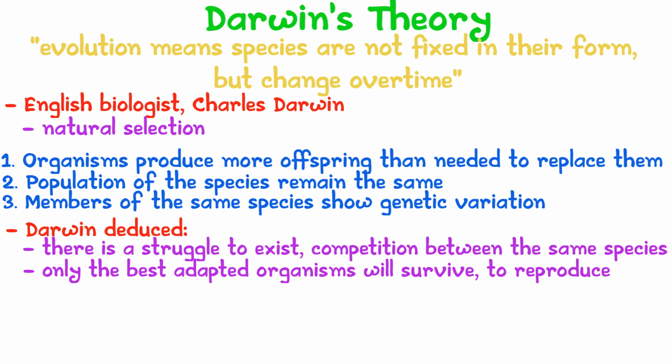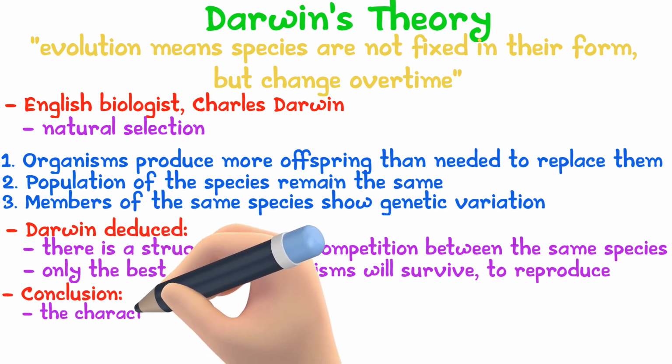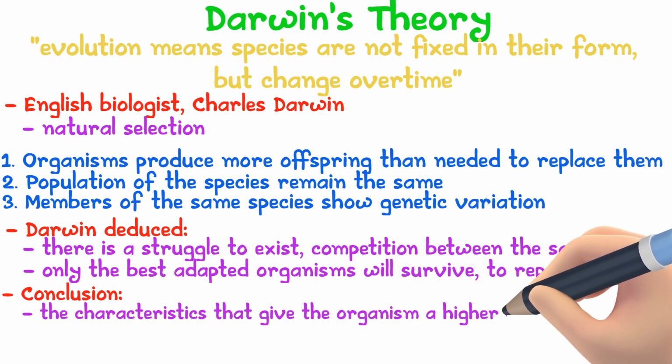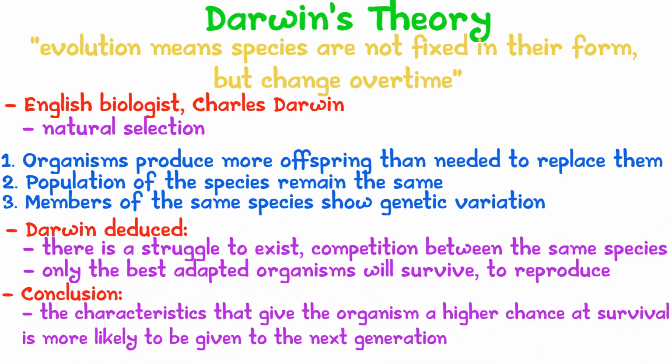If we look closer into his deductions, Darwin says only the best adapted organism will survive to reproduce, meaning the characteristics that give the organism a higher chance of survival will be passed on to the next generation. So the next generation would have more of the well-adapted type and less of the poorly adapted type. This will be repeated every generation. This is the process of evolution.